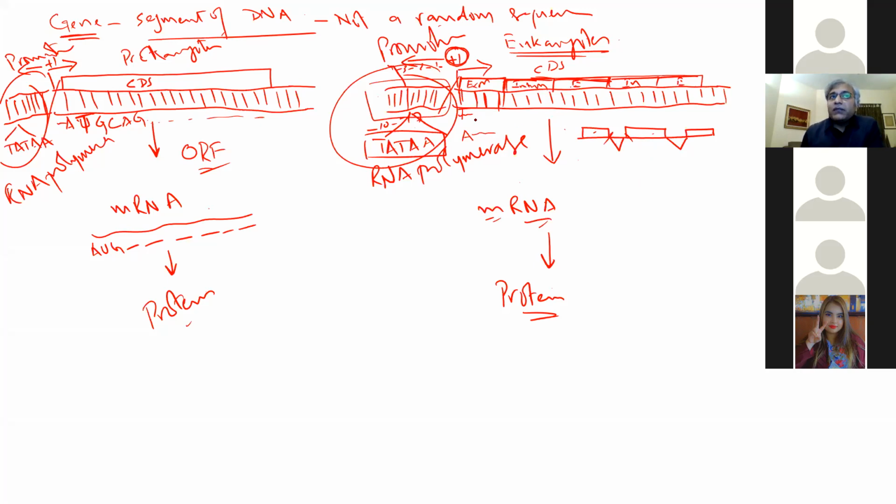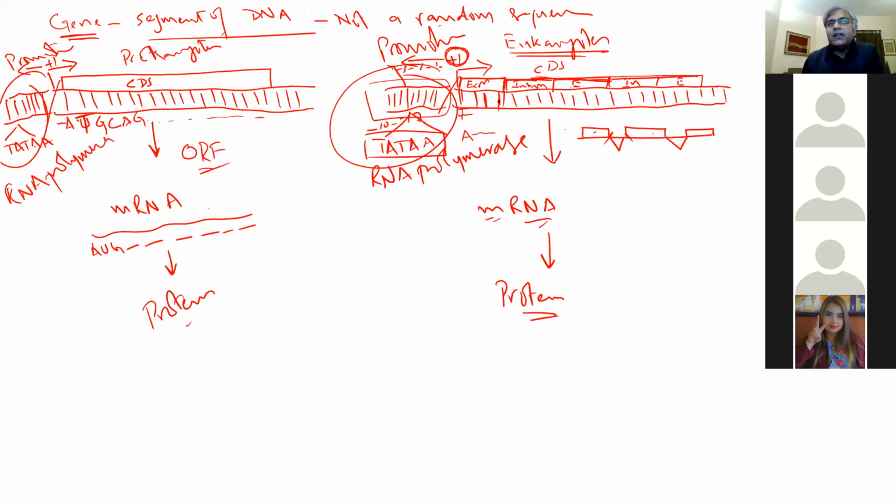Thank you. Now in case of prokaryotes, the coding sequence does not contain any intron. It is just a complete code, a complete open reading frame. We'll talk about open reading frame. Open reading frame means messenger RNA has AUG and then triplet codes. Each codon encodes an amino acid, and then there's a stop codon and the protein is synthesized.